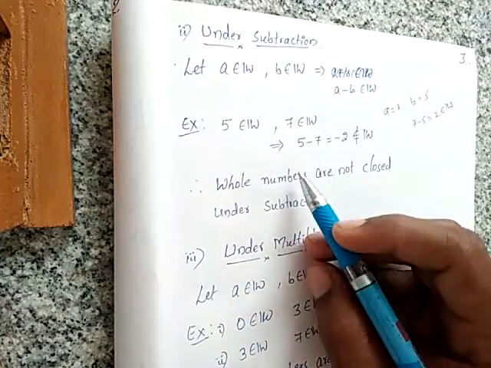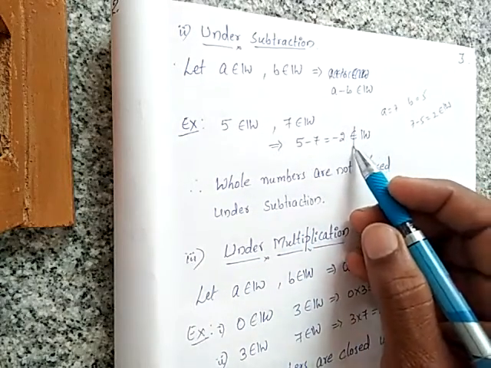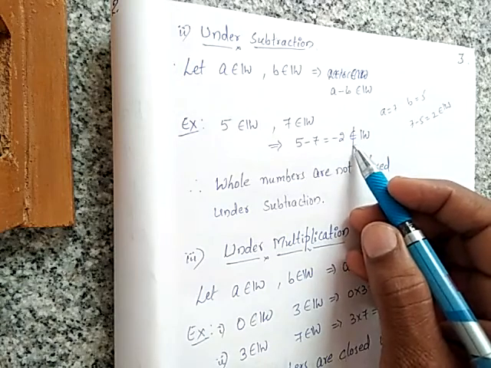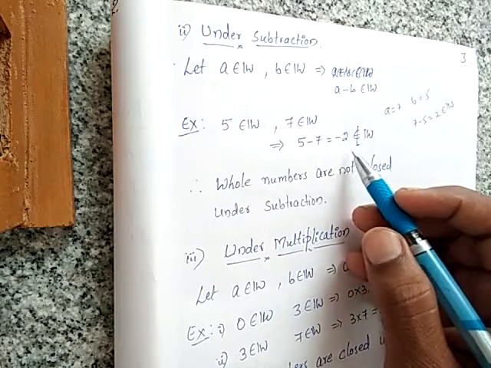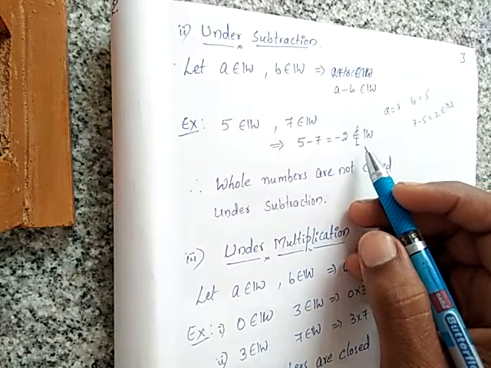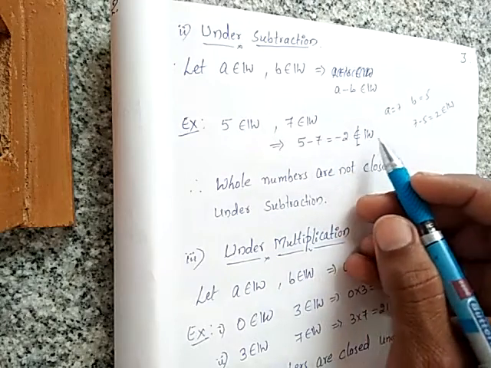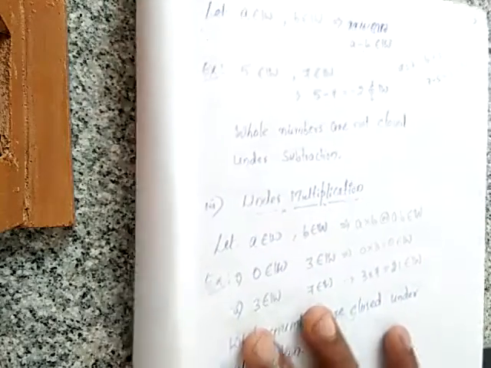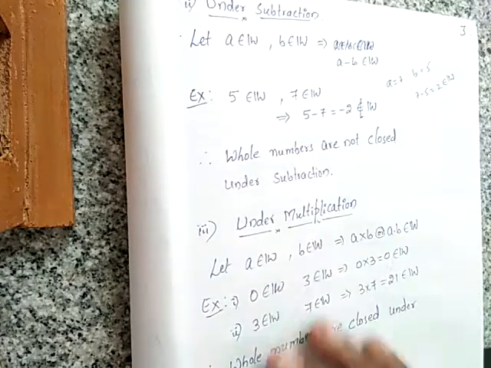W means whole number. Okay, so 5 minus 7 is equal to minus 2. Minus 2 does not belong to W. This is the symbol of not belongs to. So it doesn't belong to whole numbers, because we know that whole numbers start from 0, 1, 2, 3. There is no negative whole number here. So it includes only positive natural numbers and 0. So we can say by this example, whole numbers are not closed under subtraction.